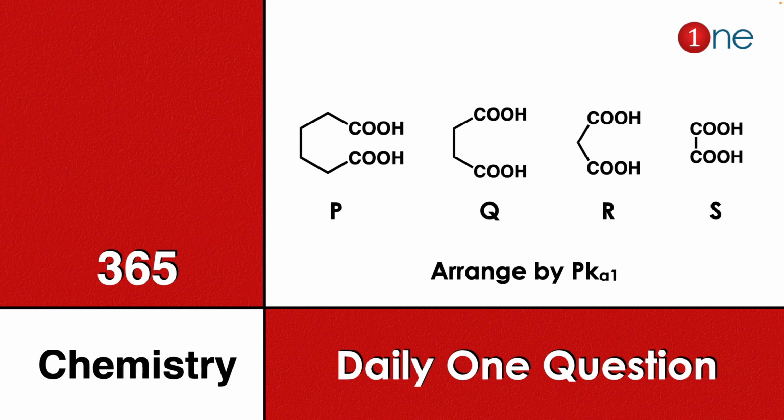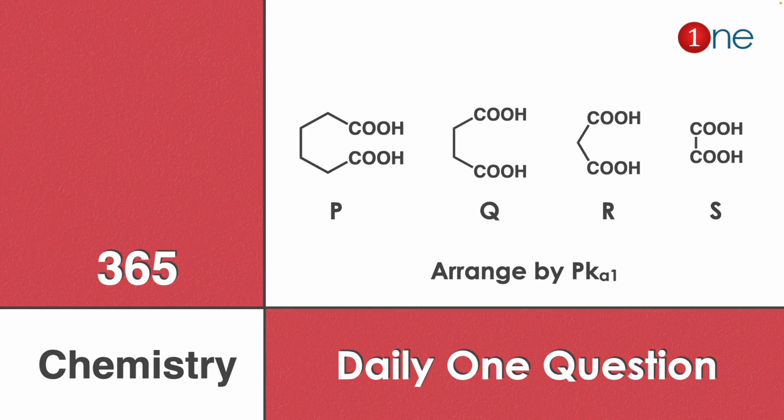Here 4 different dicarboxylic acids are given. The first one is adipic acid, second one is succinic acid, third one is malonic acid, and S is oxalic acid. You have to arrange those acids by pKa 1 actually, the first acidity.